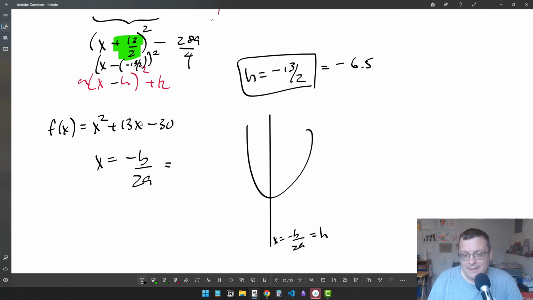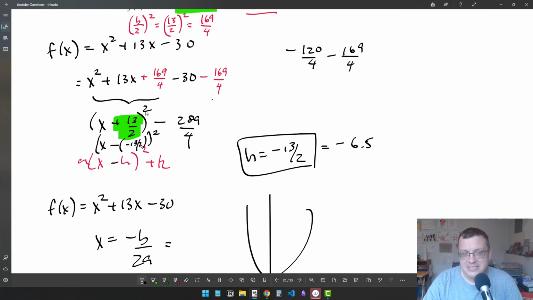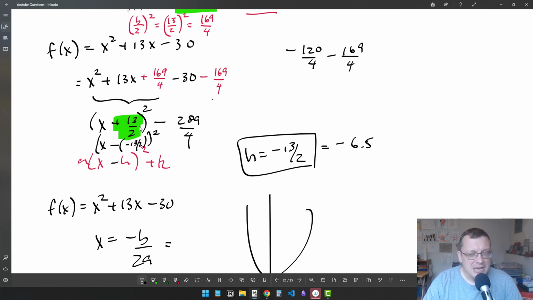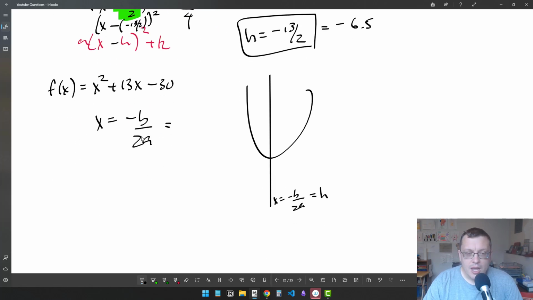And if you think about it, this actually makes sense with what we did here. It makes sense that this was important to our answer, because remember we did that 13 halves thing, and that ended up here. I do see this 13 divided by 2, which I see here is 13 divided by 2. So it all fits together one way or the other. But long story short, b is 13, a is 1. So we get negative 13 over 2, which is negative 6.5, same thing. Now, that's the medium way.